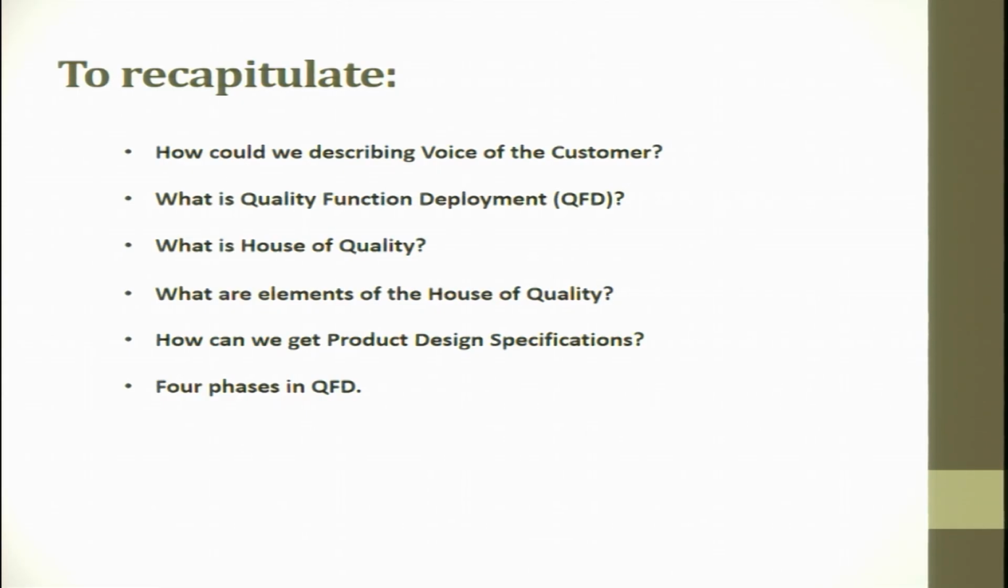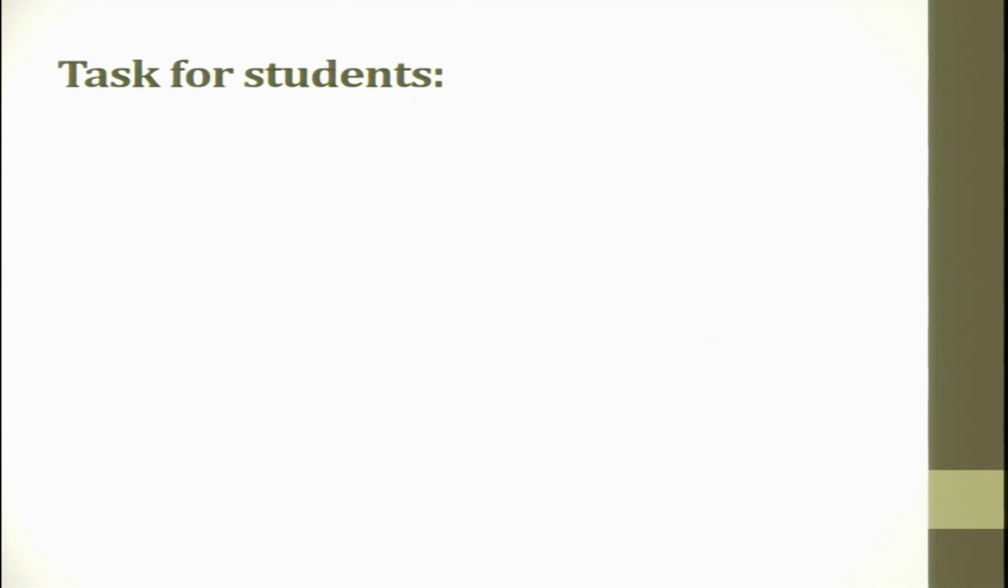So, to recap, first we saw how we could describe the voice of customers, then we saw what is quality function deployment, then we saw what is house of quality, then we saw elements of house of quality, then we saw how we get the product specification, and then the last one we saw what are the 4 phases in QFD.